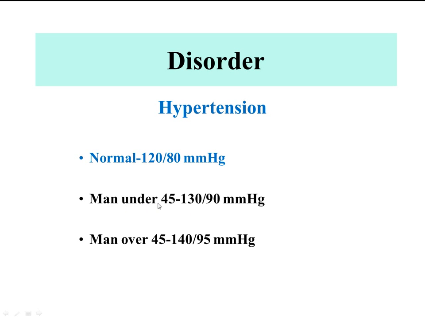A man under the age of 45 should have a more normal blood pressure. So if he's under the age of 45 and he has this borderline blood pressure, his doctor may become concerned. Anything over 130 over 90 is considered high blood pressure. A man over 45, 140 over 95 would be a high blood pressure. Blood pressure is going to run a little higher the older you get.